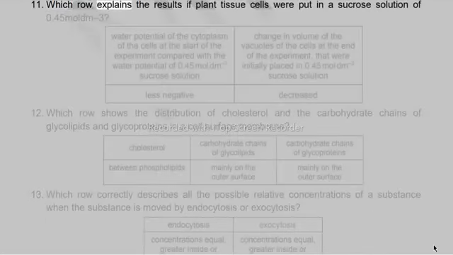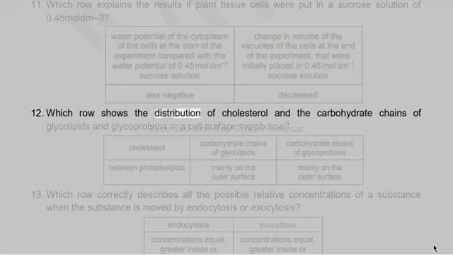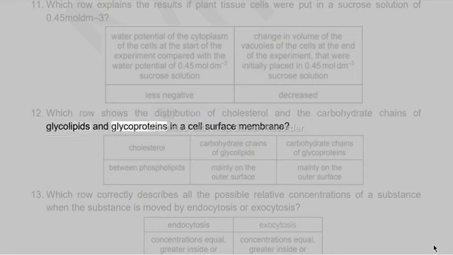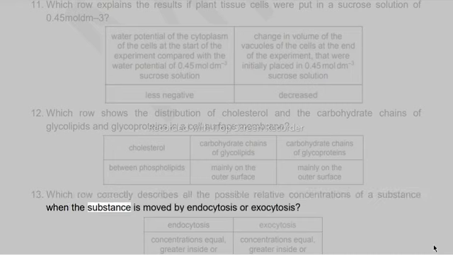11. Which row explains the results if plant tissue cells were put in a sucrose solution of 0.45 mol and 3? 12. Which row shows the distribution of cholesterol and the carbohydrate chains of glycolipids and glycoproteins in a cell surface membrane? 13. Which row correctly describes all the possible relative concentrations of a substance when the substance is moved by endocytosis or exocytosis?